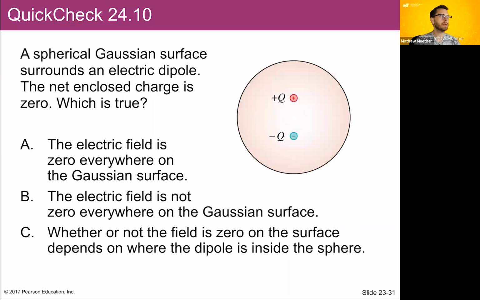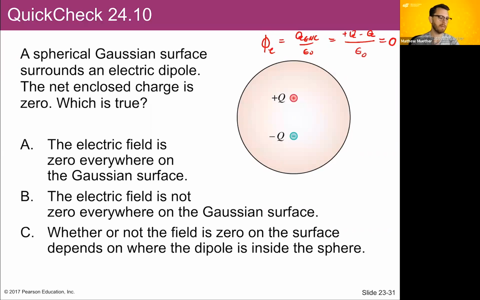So a lot of you selected that the electric field is everywhere zero on the surface. Okay. Well, what does Gauss's law tell us? Gauss's law tells us that the flux through the surface is equal to the enclosed charge over epsilon naught. So what's the enclosed charge? That's going to be positive Q minus Q, right? The sum of the two charges inside of here over epsilon naught, that's just going to be 0. So Gauss's law tells me that because I have no net charge inside of this spherical surface, the flux through the surface should be equal to 0.